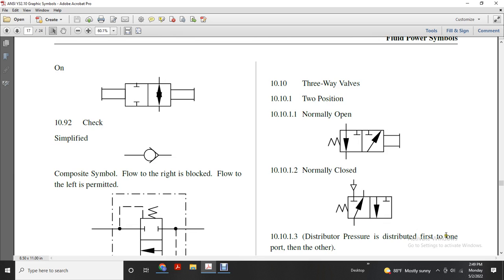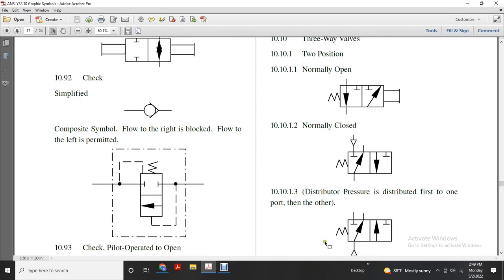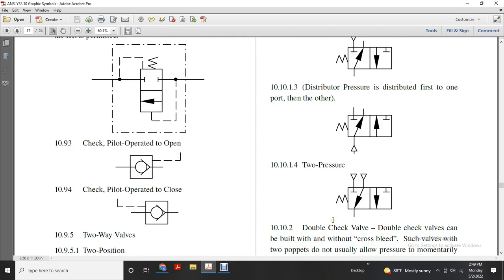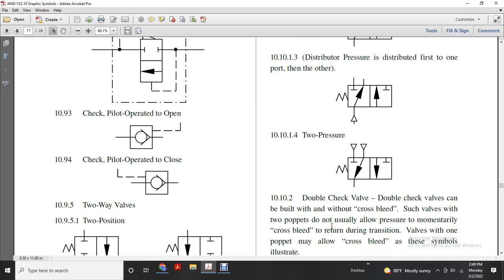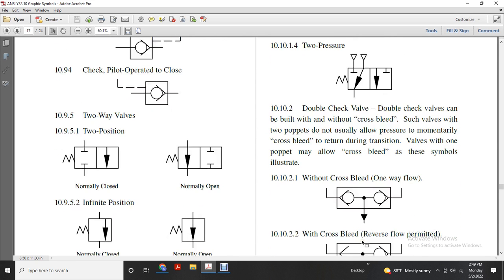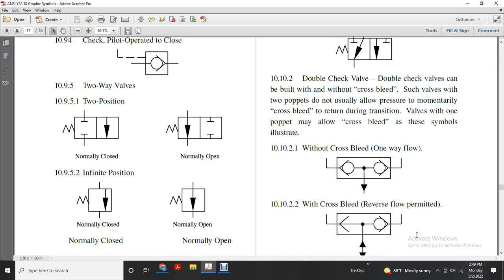Distributor: pressure is distributed first to one port, then to the other. Two-way pressure, double check valve. Check valves can be built with and without crossbleed. Such valves are two-poppet and do not usually allow pressure crossbleed momentarily during transition. Valves with one poppet may allow crossbleed, as the symbol illustrates. Without crossbleed, one-way flow; crossbleed, reverse flow permitted.